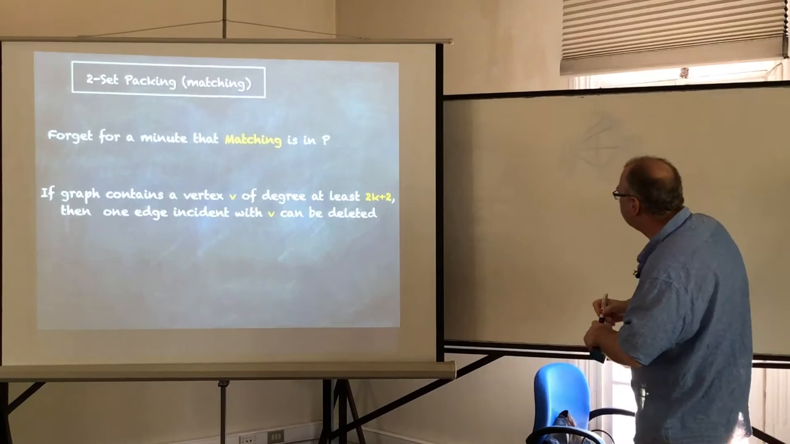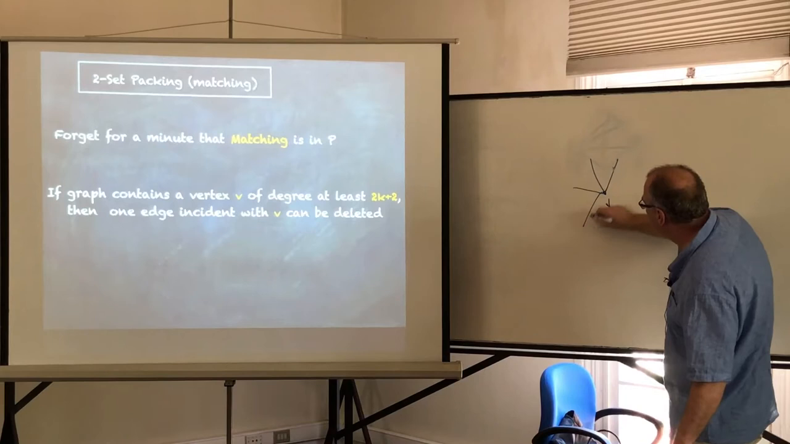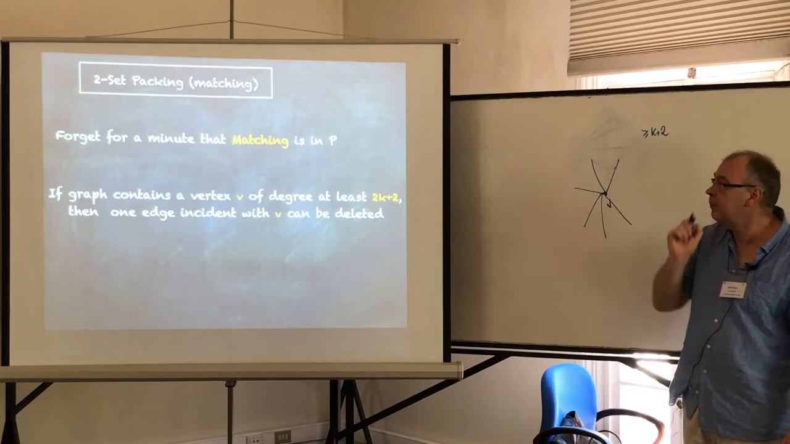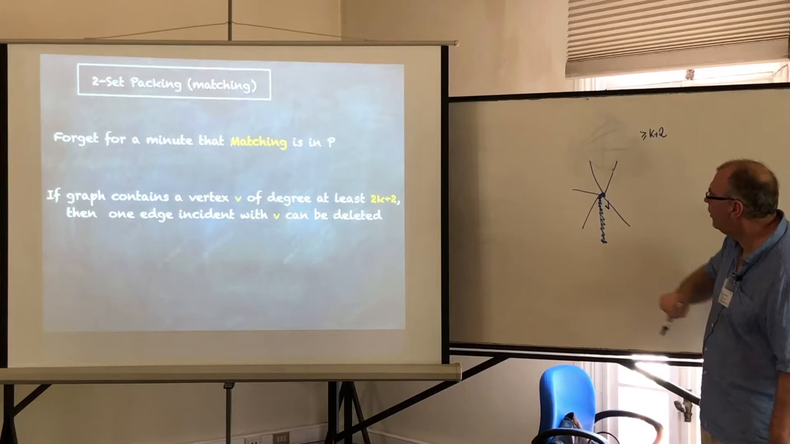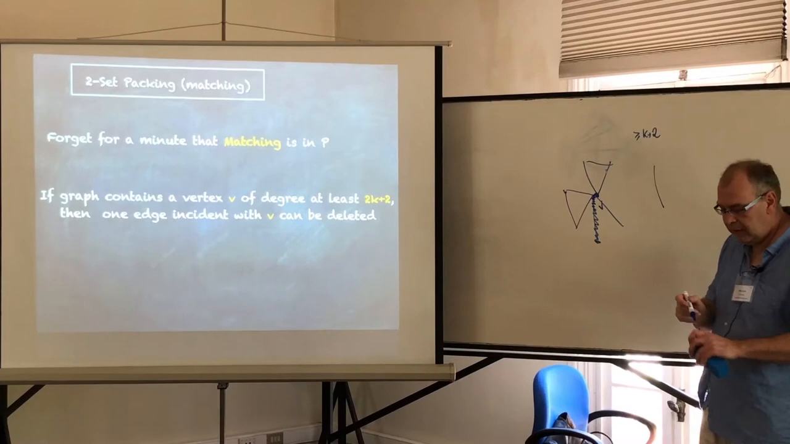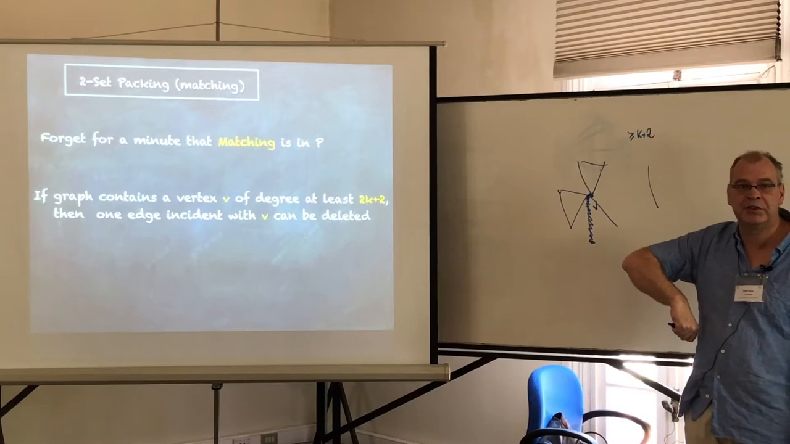I have a vertex V, and it has at least k plus 2 incident edges. Now suppose I have a matching in this graph. How can this matching look? One edge can be, for example, incident to vertex V, and then maybe like that, like that, whatever. Now I'm claiming that I can take any edge and if I remove it, then nothing changes.